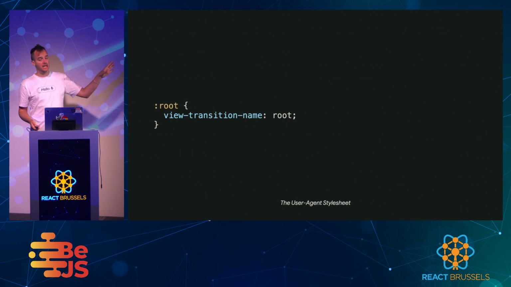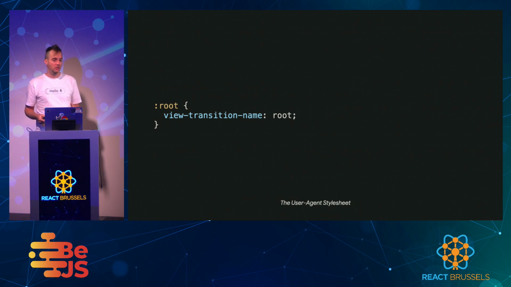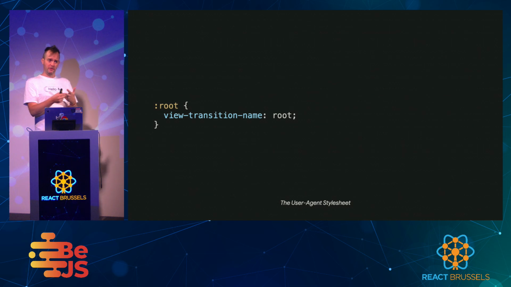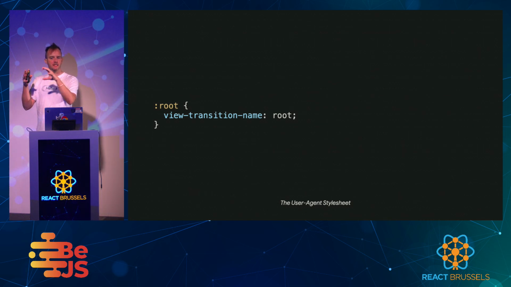Well, it's because of this line of CSS in the user agent style sheet. The UA style sheet is a style sheet that ships with the browser, so it differs from browser to browser, and things that go in there are typically like the page background is white, the font color is black, the font is Times New Roman, 16 pixels by default. That's all stuff that goes into the UA style sheet.